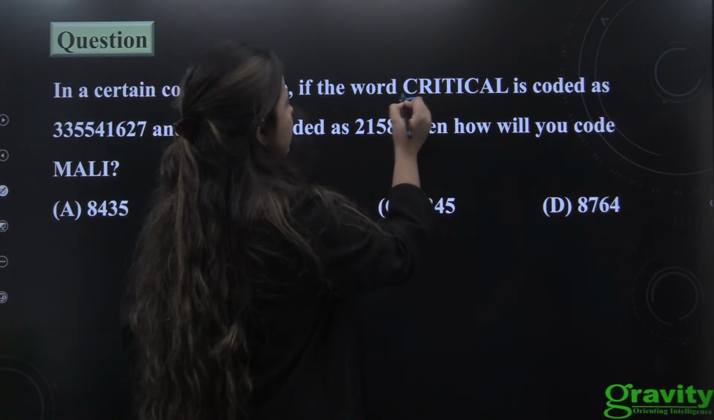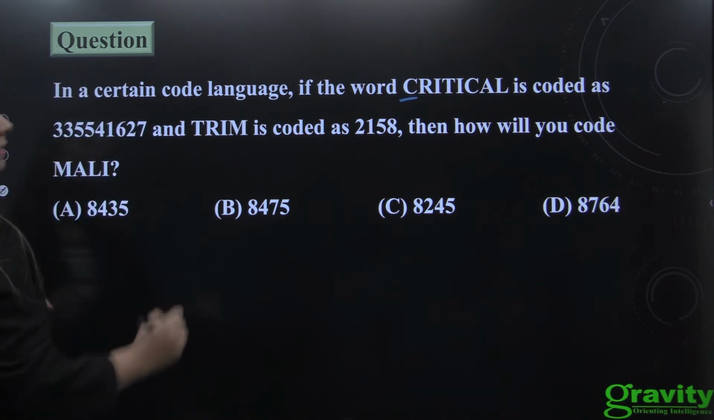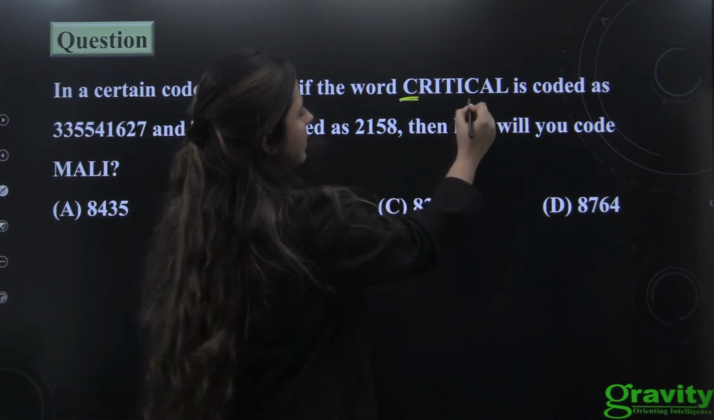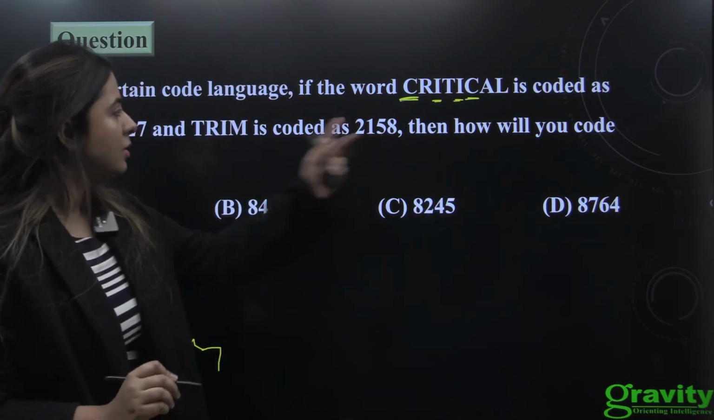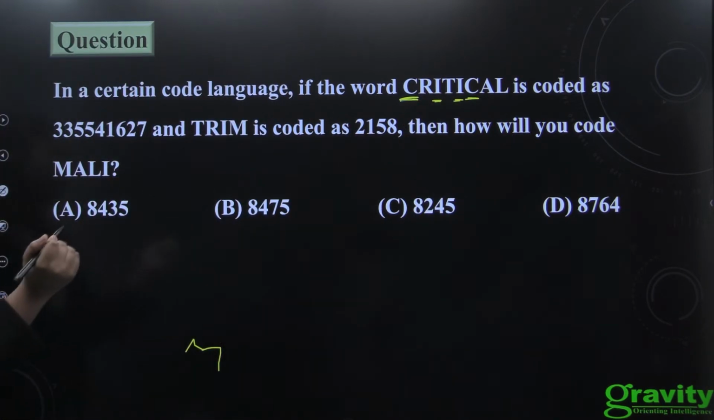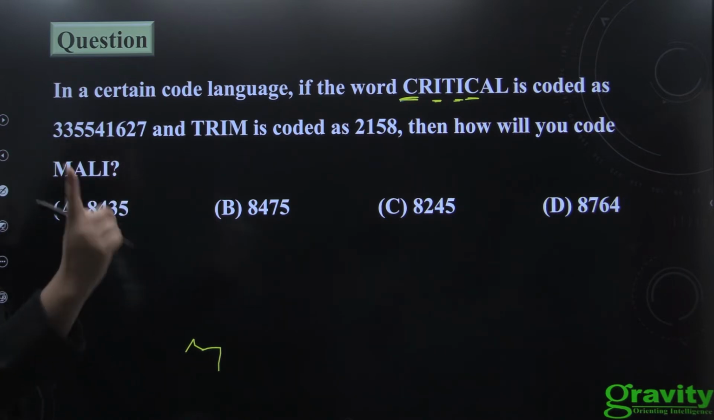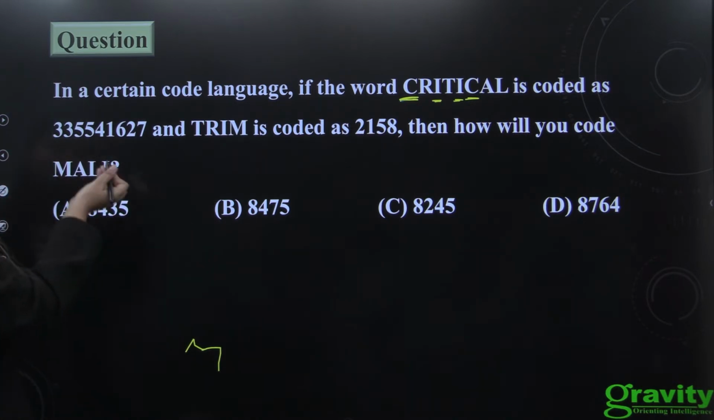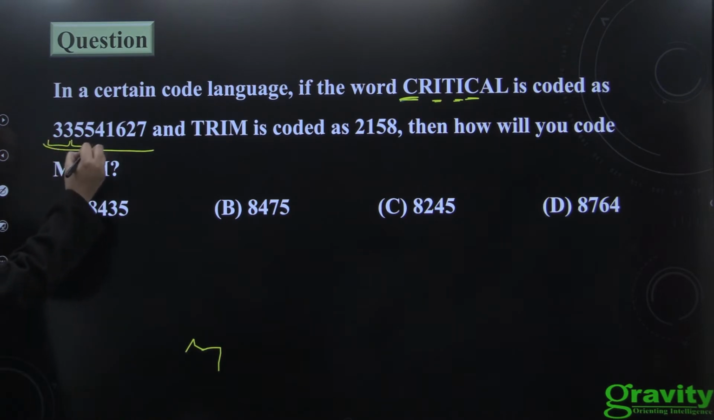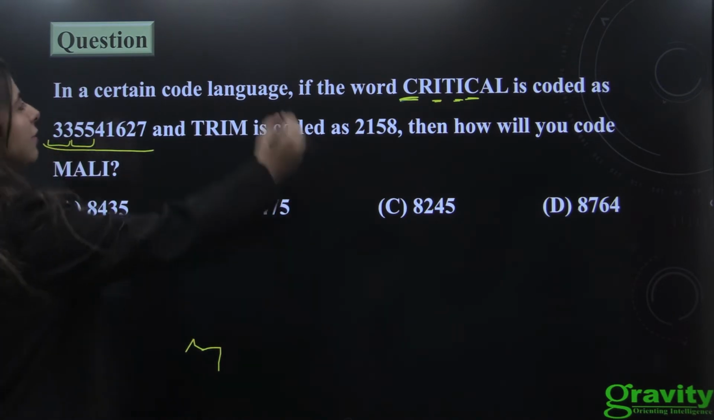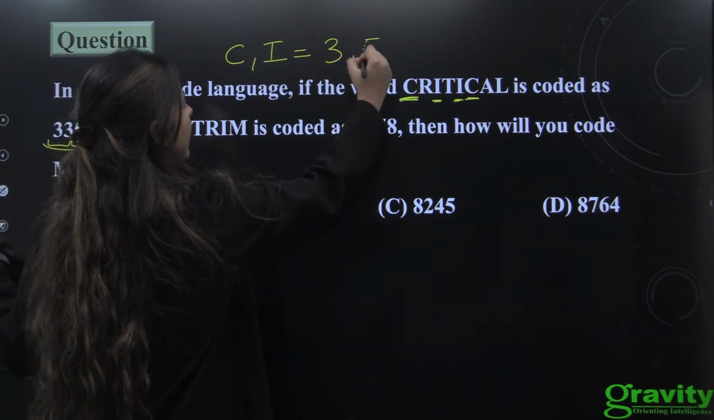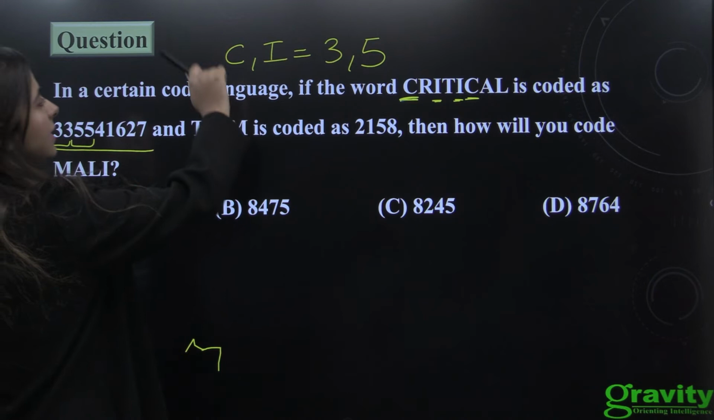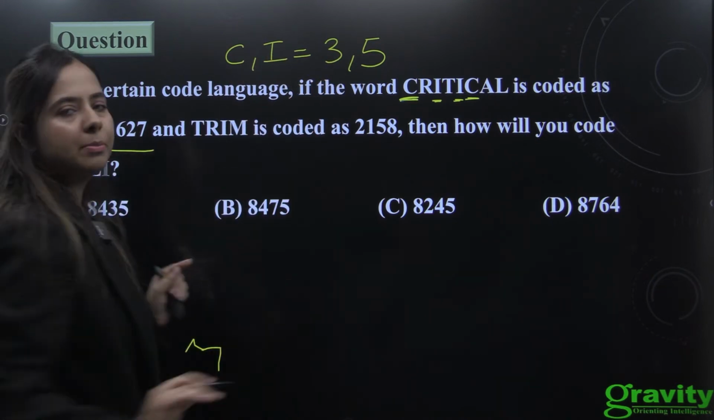Starting with critical, it has C appearing twice as well as I appearing twice. So the code for C and I should appear twice in this given code. The only digits appearing twice are 3 and 5. So C and I could be 3 and 5. C could be 3, C could be 5, I could be 3, I could be 5.